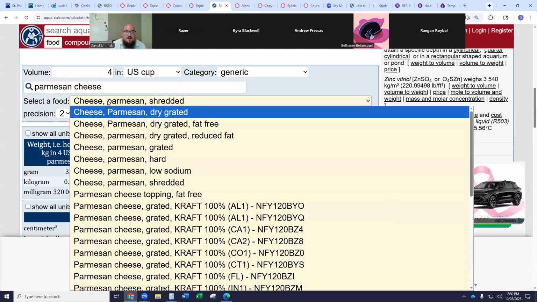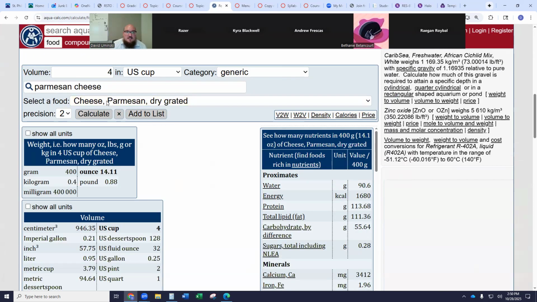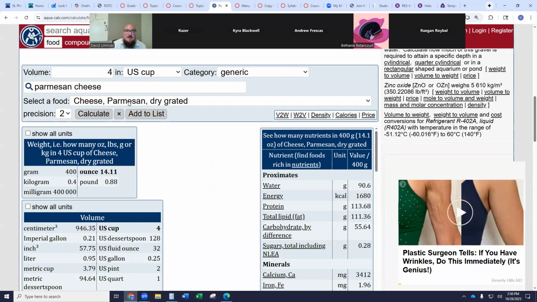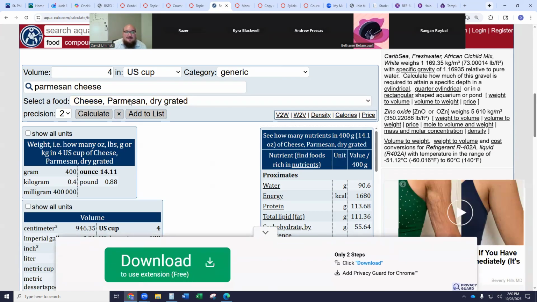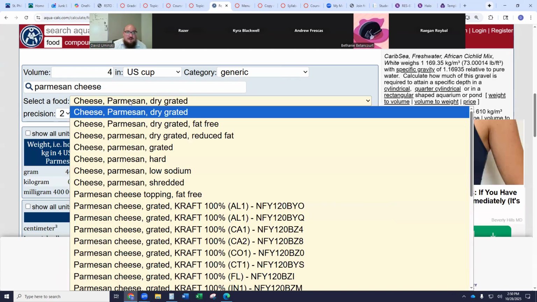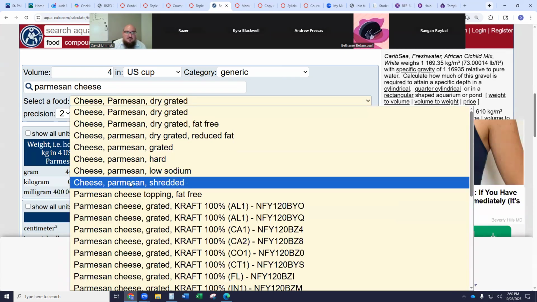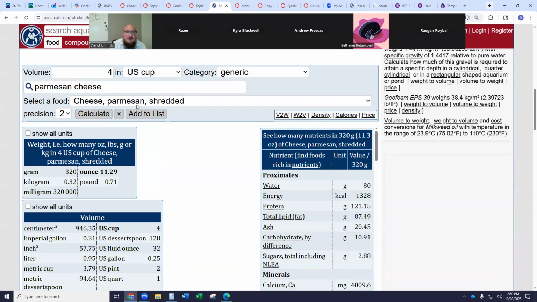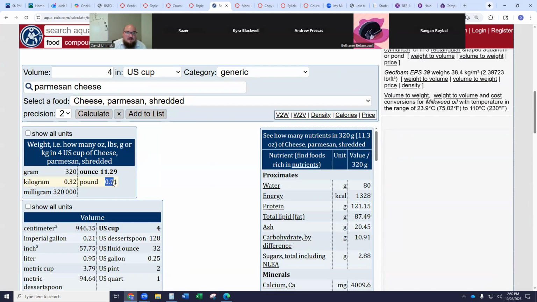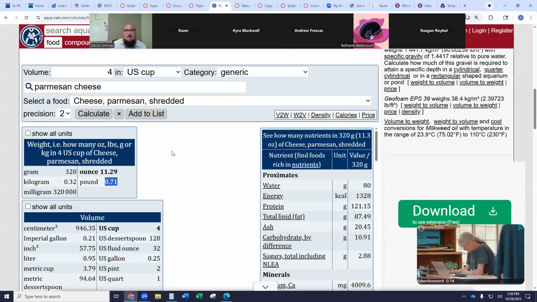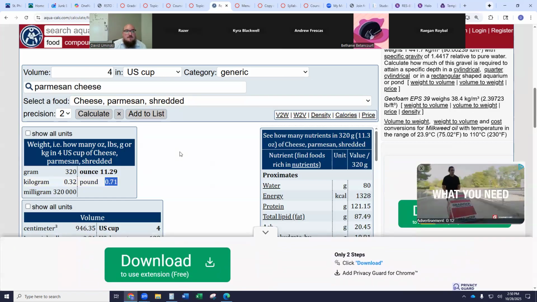Yeah, so make sure with the Parmesan, if you just go with the very first option, then sometimes that's not the correct one. You have to click on select a food, and we want to look for Parmesan shredded. When we do that, this looks like it's 0.71 pounds. We get 0.71, which is where my problem is.